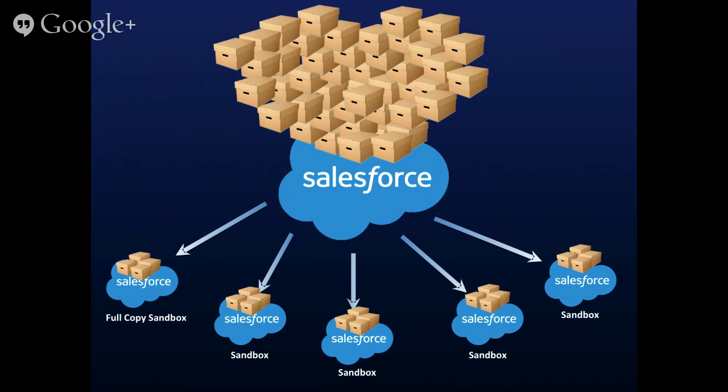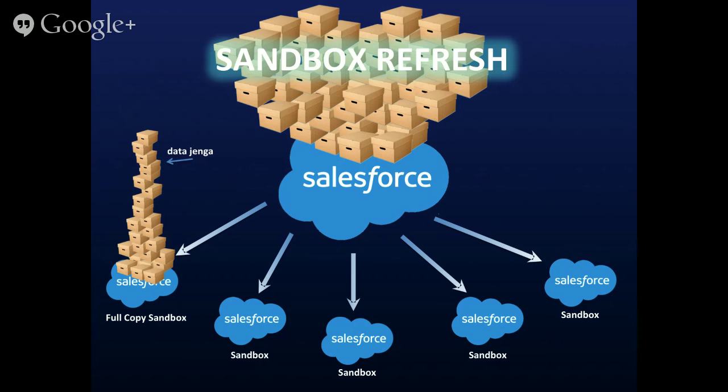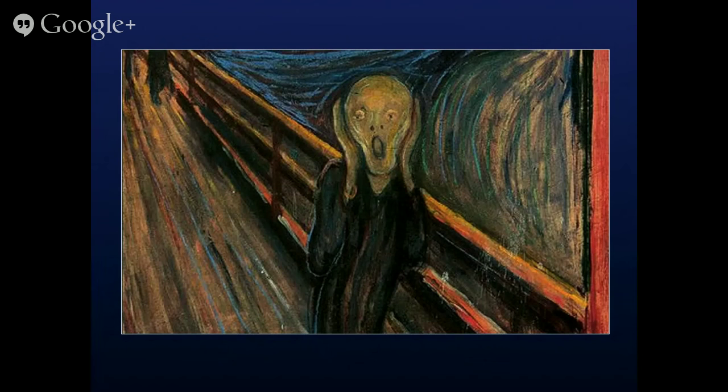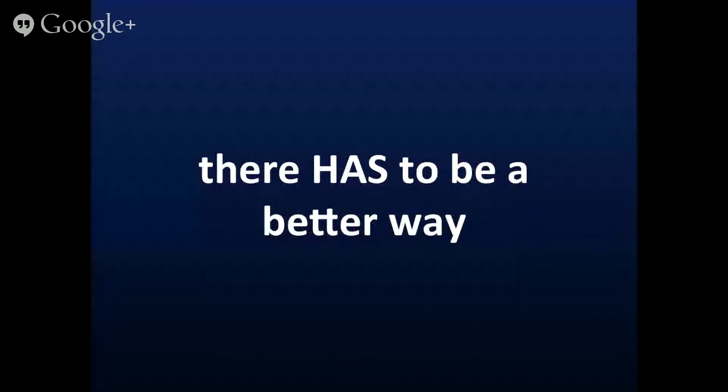And then you start to get a lot of data in your production org. And of course, when you do your refresh, everything comes down to the full copy sandbox, but everything else is wiped out from your other sandboxes, which is really enough to make you do this. Or in practice, it ends up being probably a lot closer to this here. So, watch. Wait for it. See eyeball. So there's got to be a better way, right?